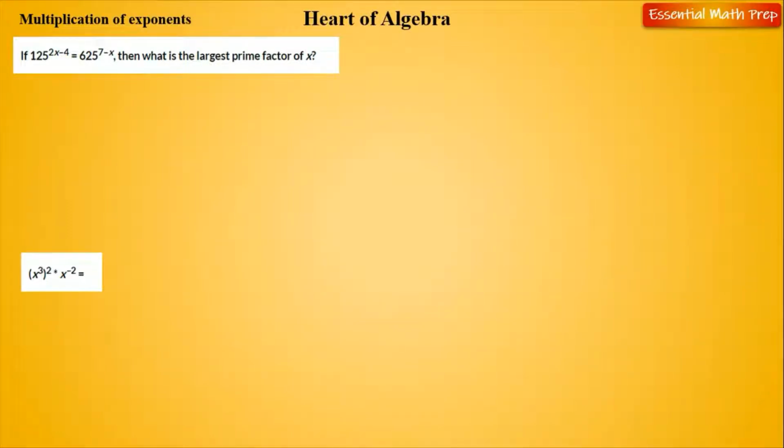Welcome back to another installment on exponents, and let's continue our discussion on multiplying exponents. The problem in front of us is very straightforward. All you have to do is find a common base for both terms on the left and the right. When you see 125 and 625, the last number is 5, so 5 could potentially be a common base.